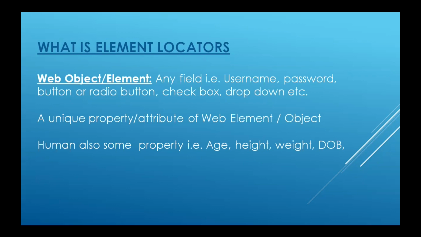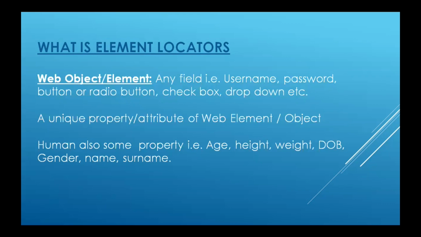Humans also have some properties such as age, height, weight, date of birth, gender, name, surname. These are properties of a human being. But what is the unique property of a human being? Name is a unique property in most cases. If the name is not unique, if you combine name and surname, then it becomes a unique property. So what is an element locator in short? It's a unique property of any kind of web object or web element, and that will be called an element locator.